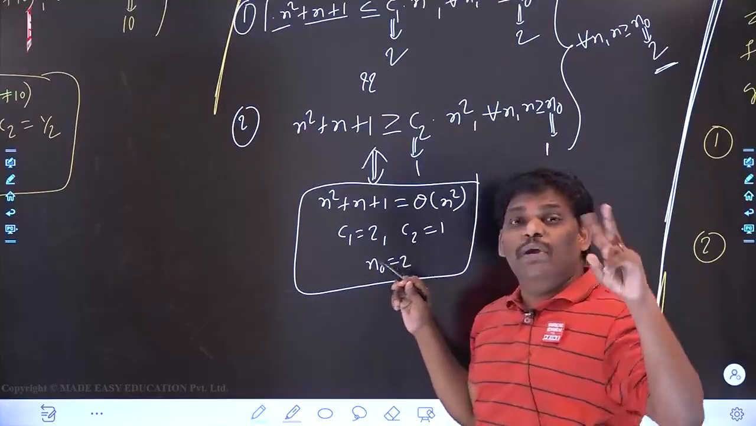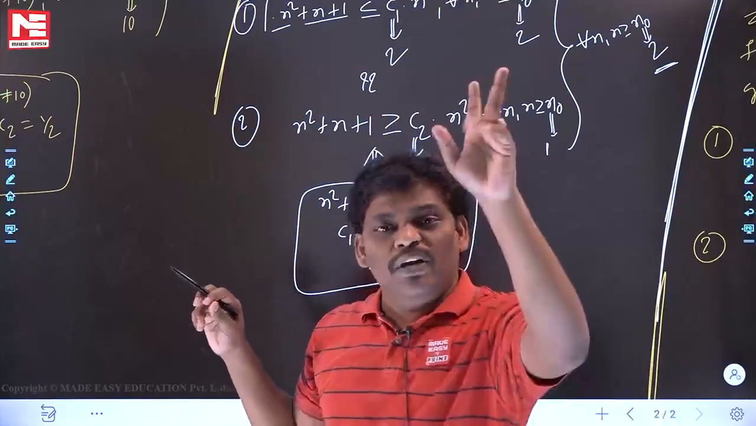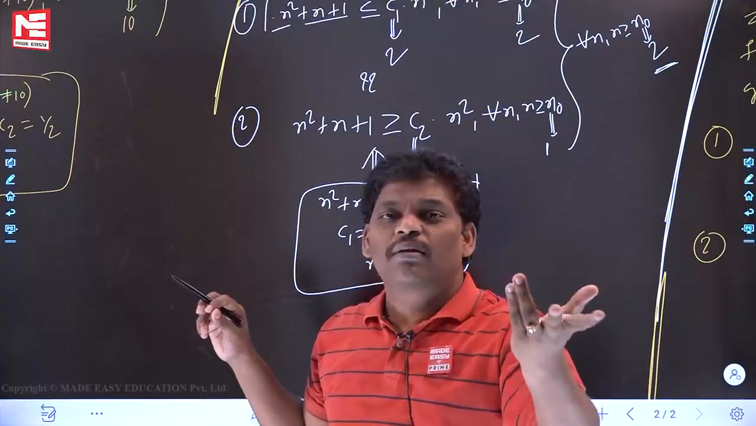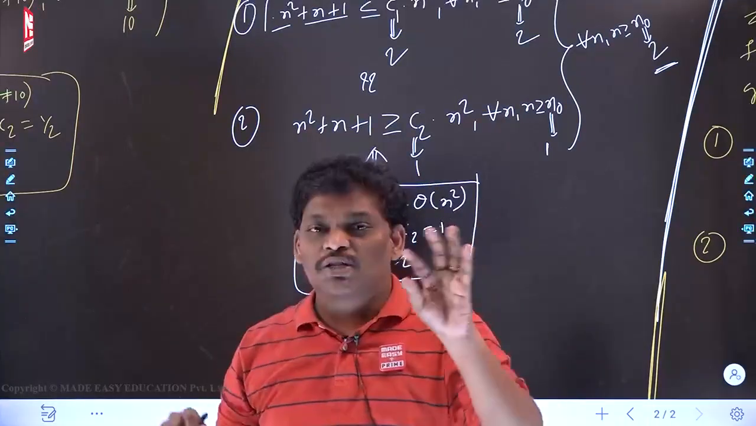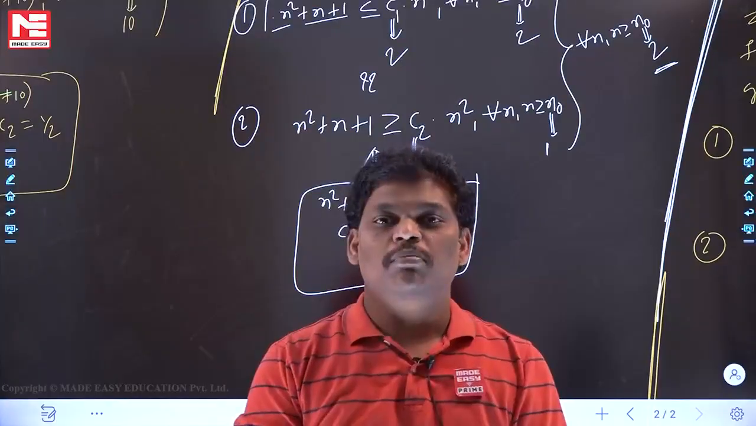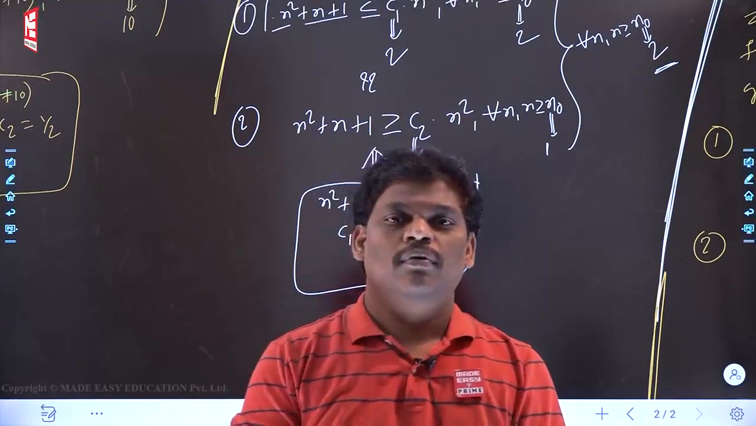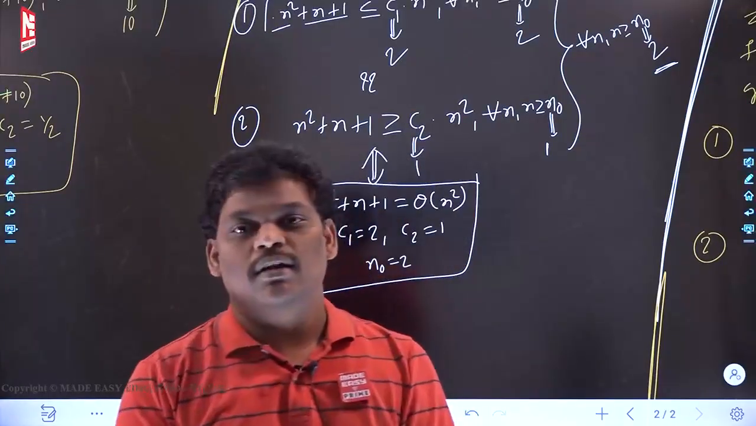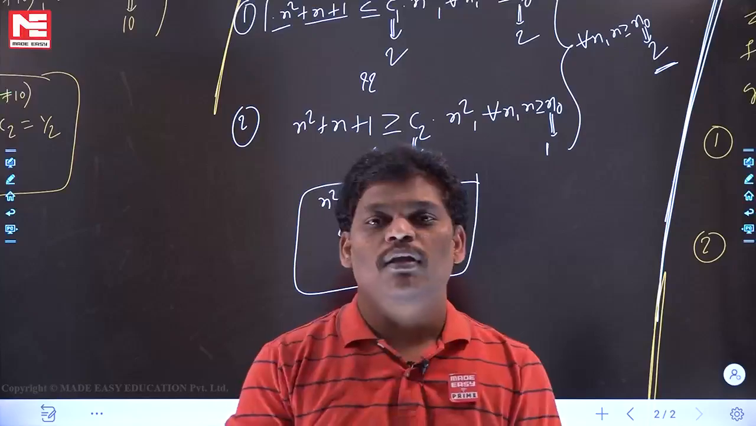Some people are asking, the bigger function is the same, but both are not exactly the same. This is the meaning of asymptotically equal. Small things need not be equal, but the bigger functions on both sides are equal. That means asymptotically equal. What is the meaning? Small things we don't bother about. Concentrate on the bigger things. If the bigger things are equal, they are equal. This is called asymptotically equal.